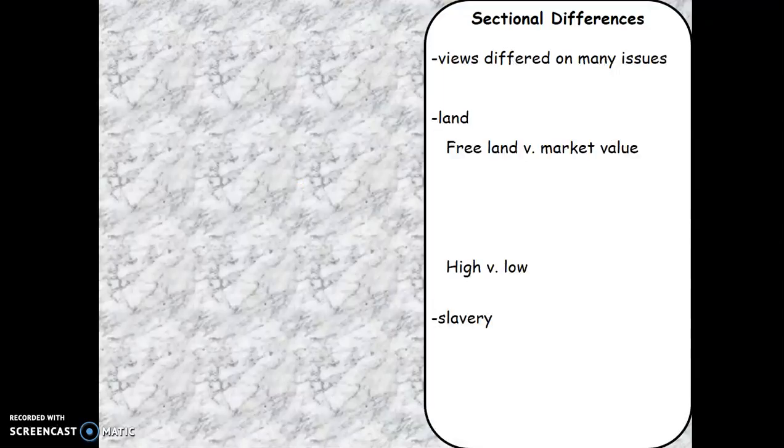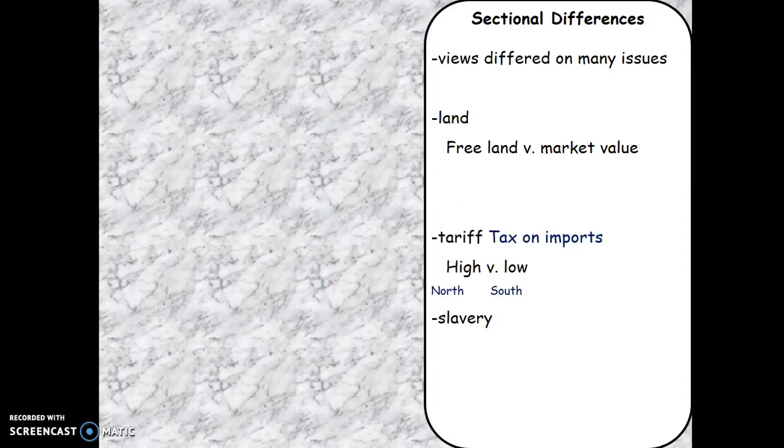Sectional differences, they view many issues differently. The main one we're going to talk about right here is the tariff, a tax on imports. The North wants a high tariff. Remember, they're making those finished products, so they want that high tariff because they want you to buy theirs. By putting a tax on a good coming in from England, you made it more expensive than the good being produced in New York. Therefore, you would buy the good from New York.